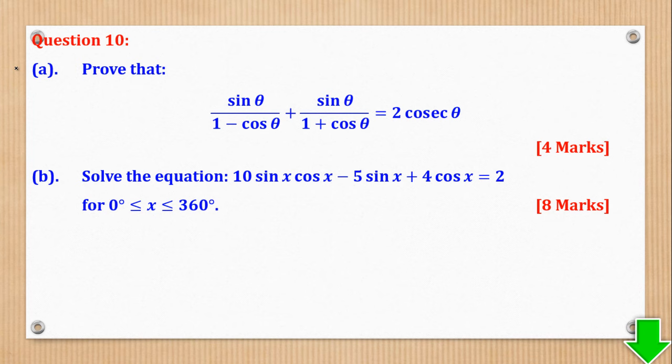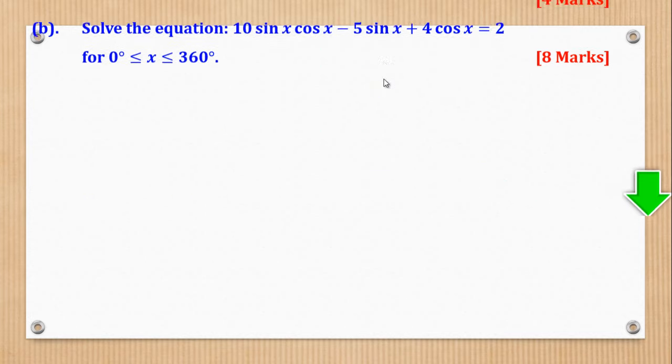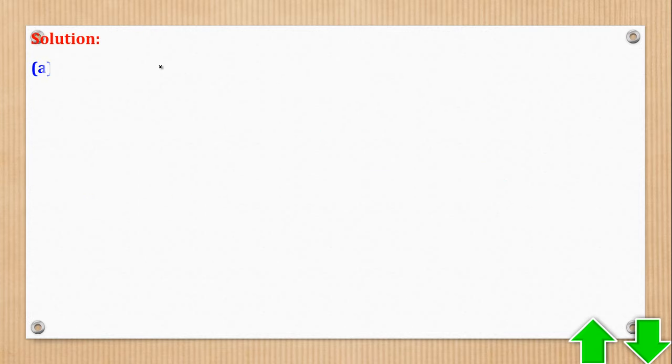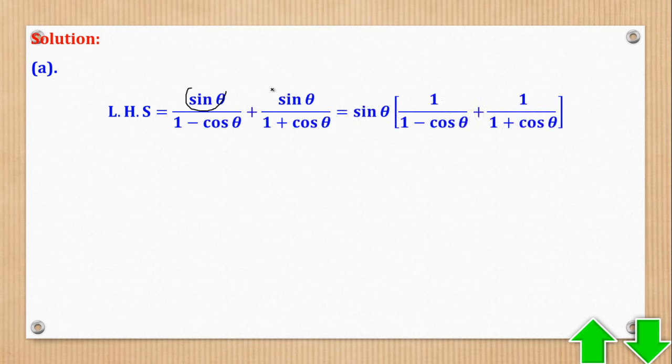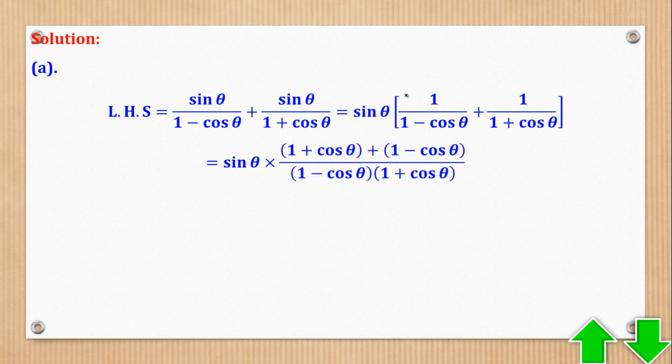Then question 10 says part A, prove that this is equal to this. So let's start with that. So first of all, this is common, so I can pull it out to remain with 1 over this plus 1 over this. Then I can get LCM. LCM of this, I'll come up with this. Then I can expand, this cancels with this to remain with only 2. 1 plus 1 is 2, which is here.